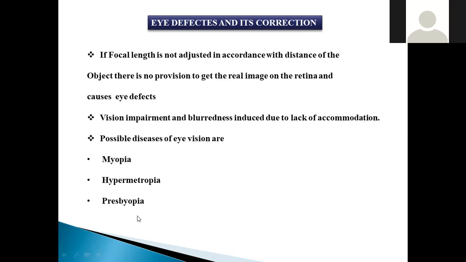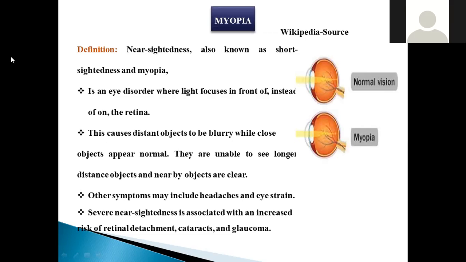So here, three different kinds of general human vision impairments are observed, which are mainly due to focal length adjustment not being possible. One is myopia, second is hypermetropia, third is presbyopia. These are the diseases which are mainly observed as human eye defects. Let us discuss one by one.